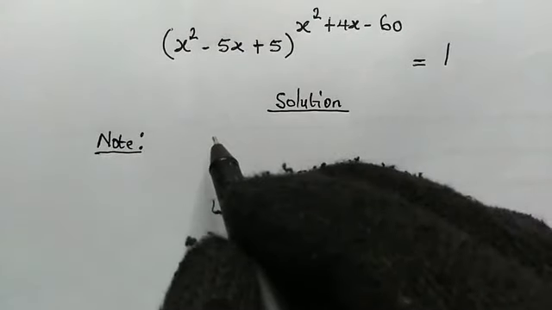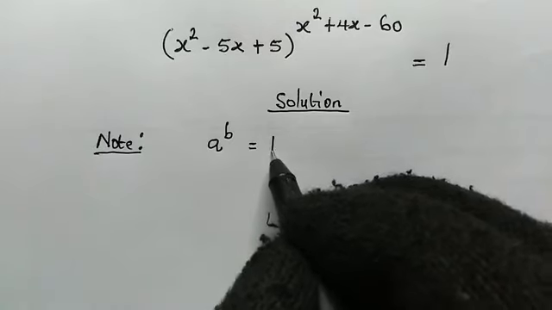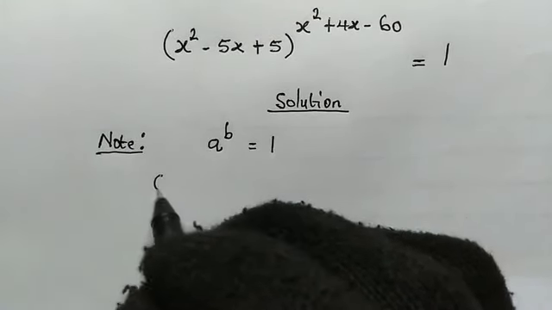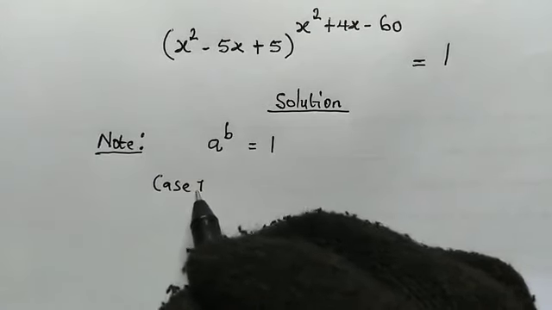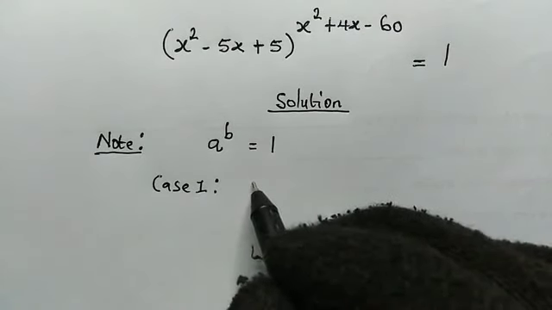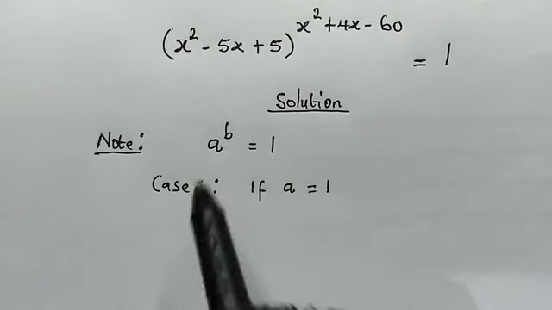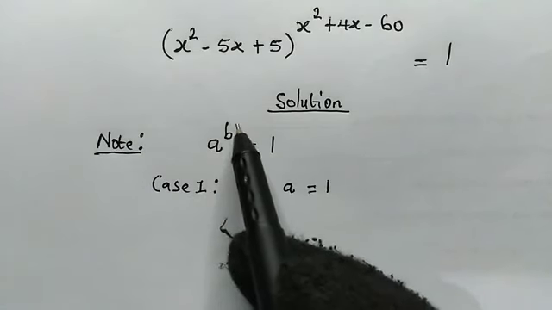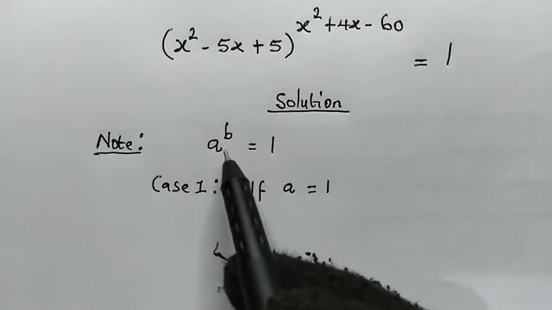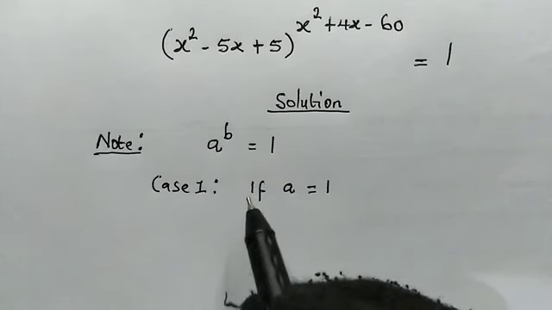We need to take note that a to the power of b is equal to 1 with the following cases holding. We have our case 1: if a is equal to 1. Obviously, if a is equal to 1, then 1 to the power of b will be equal to 1, where b is any number, be it natural number, real number, or complex number, right?